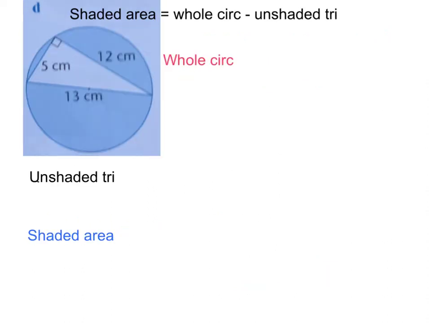So in this question, we have to try to find the shaded area here. What we can do is first find the area of the whole circle, and then subtract the unshaded triangle. In this case, 13 is the diameter. Remember, to get the radius of that whole circle, all we have to do is half the diameter. So in this case, the radius would be 6.5 centimeters.